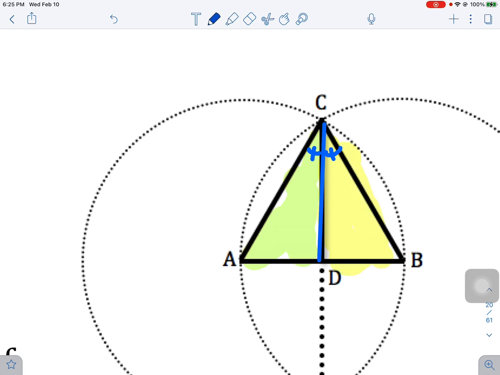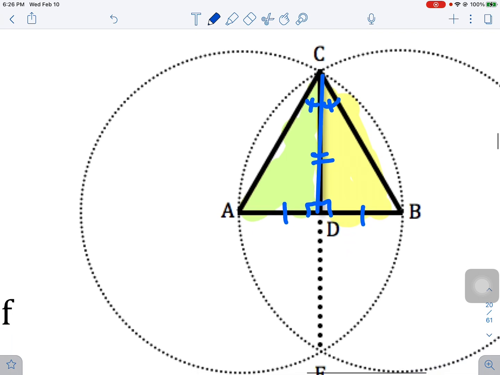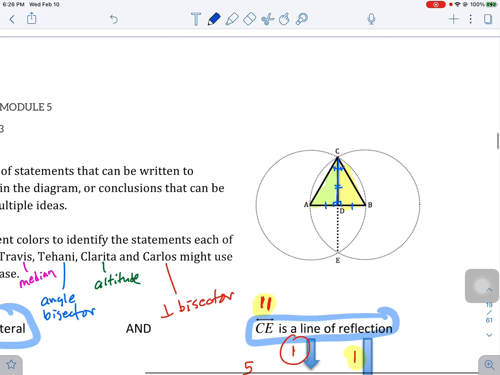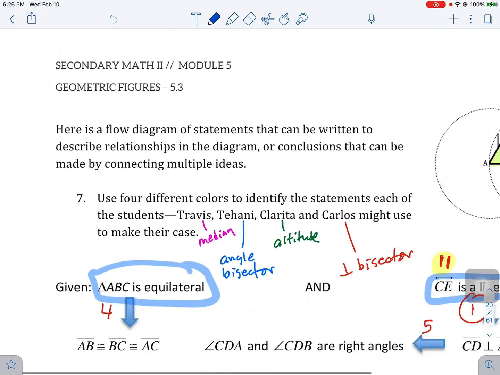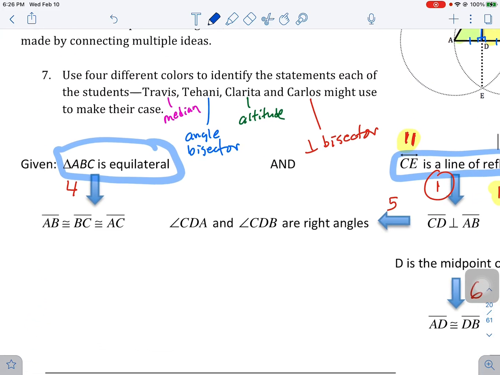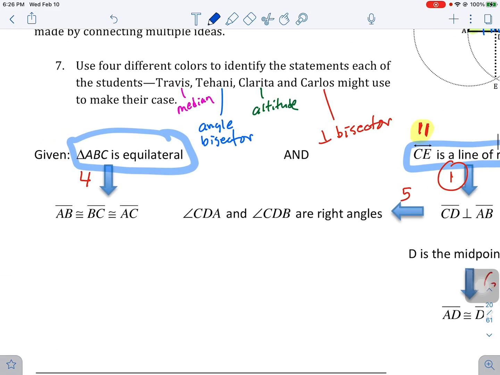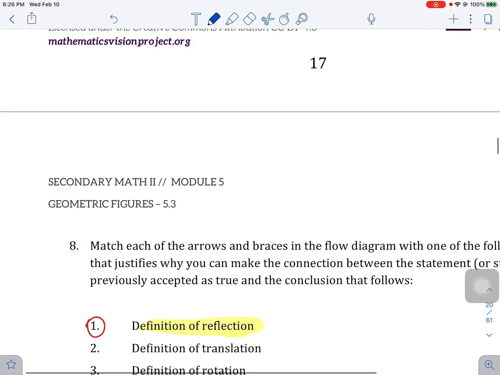And for that, we're going to see if we can get side, angle, side. That would show the triangles are congruent. That would show that, therefore, if the triangles are congruent, we could say those angles are corresponding parts of congruent triangles, which are always congruent. So let's try it. The first two are given. ABC is equilateral, CE is a line of reflection. We'll use those same two for everything.